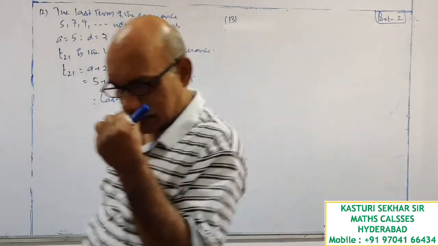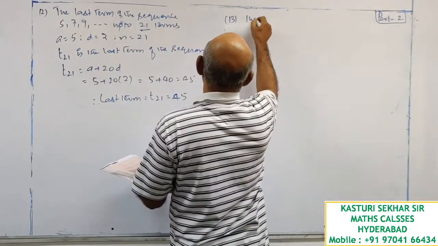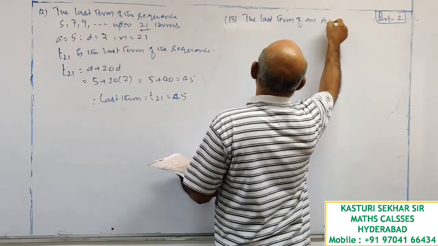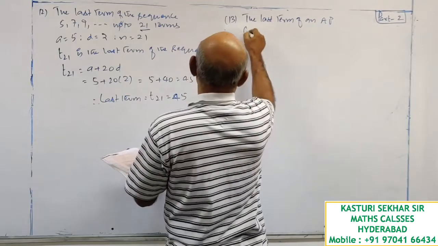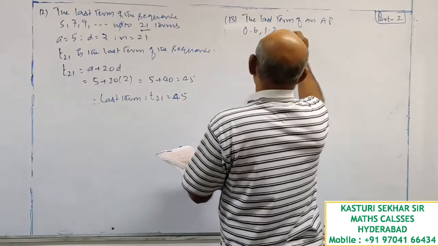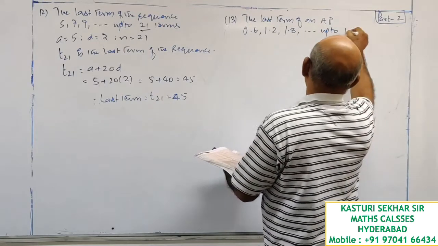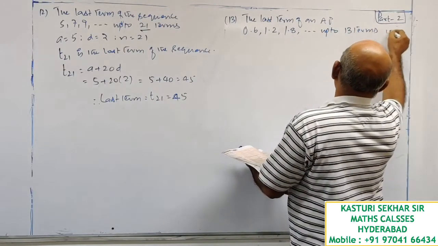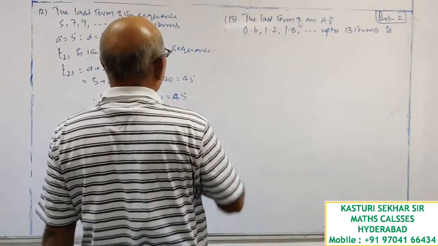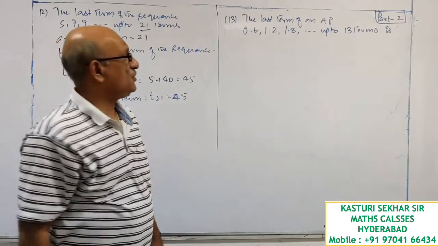Look at the next question. The last term of an AP 0.6, 1.2, 1.8, etc. up to 30 terms is. Okay. Once again, simple question. It is application of general term for solving the numerical questions.